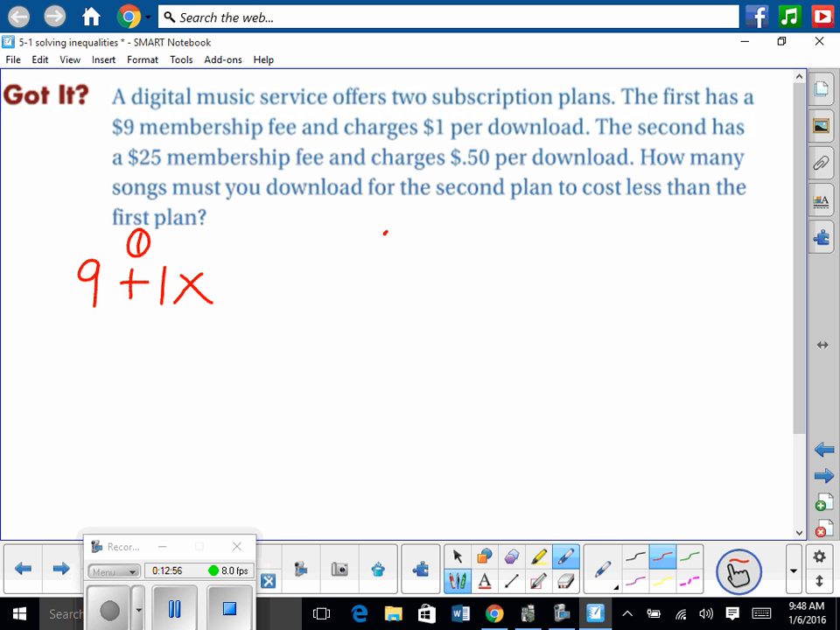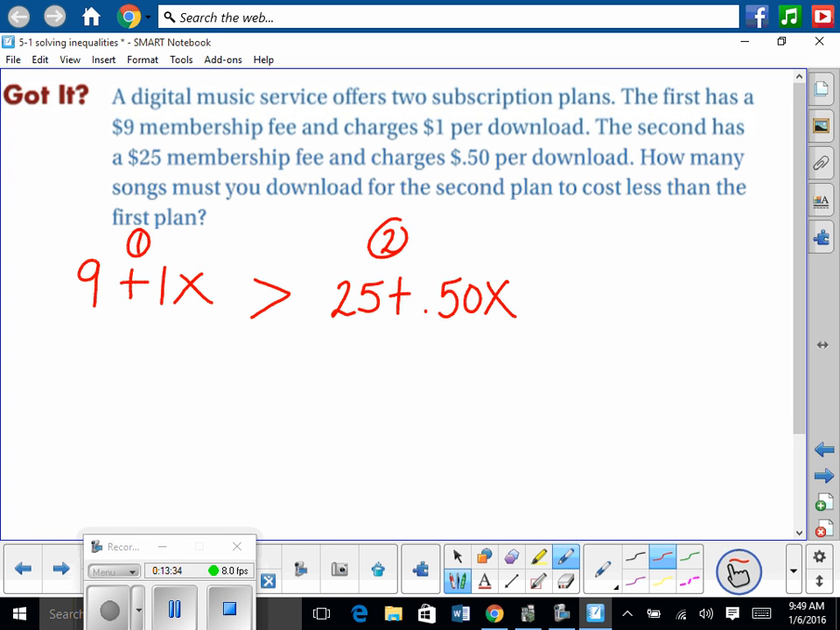The second plan says a $25 membership fee. So you have to pay $25, and then it's 50 cents, so 0.50 times per download. So that's how much it costs. That way you could say, if I download one, it's going to cost me this. All right, so from here it says, how many songs must you download for the second plan to cost less than the first plan? So if the second plan is less than the first plan, wouldn't that be like this? And now can't we just solve for x?